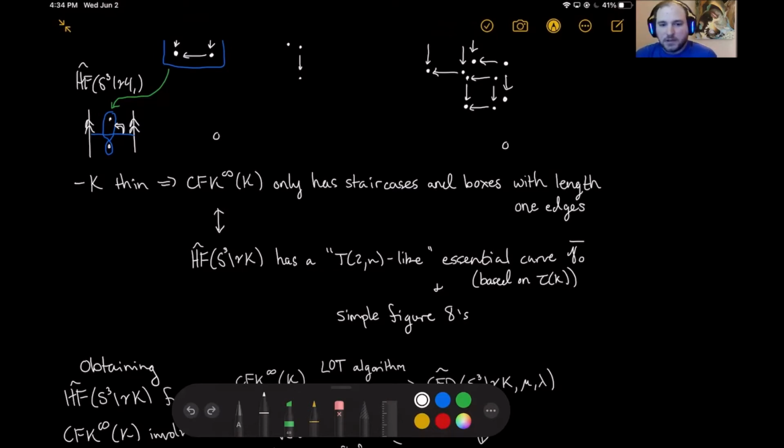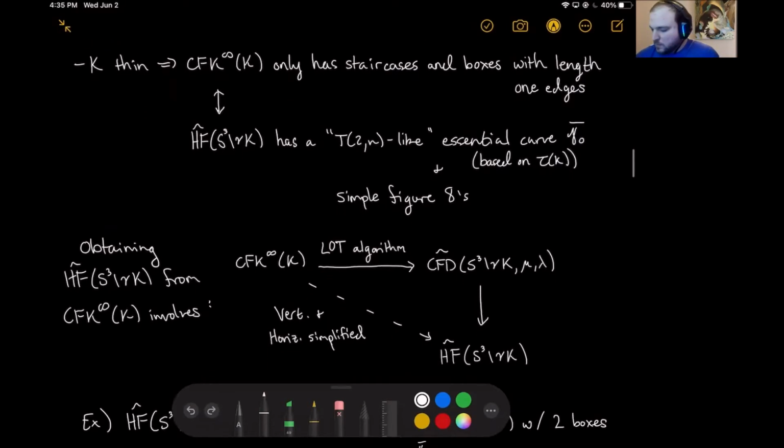And then this means that the curve invariant for such a thin knot has either a T2N, like a 2N torus knot like essential curve that will wrap and snake around the base points, depending on tau of that knot, and additionally has simple figure 8s, so figure 8s where they wrap adjacent base points.